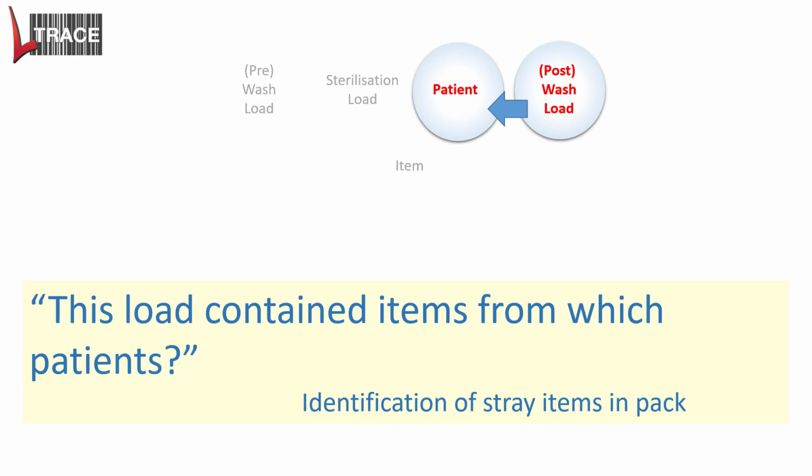Turning it around, this load contained items from which patients, and that's helpful for the identification of stray items. So if you have a tray with an extra pair of scissors, you can start to work out potentially which set it actually came from.